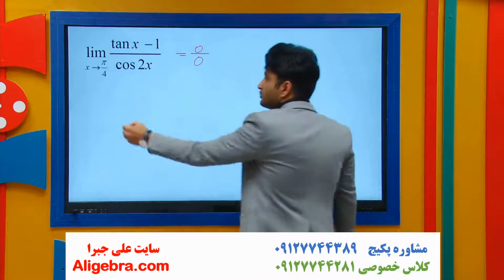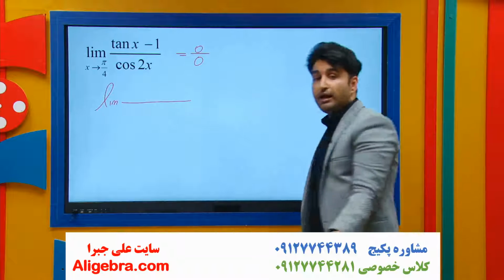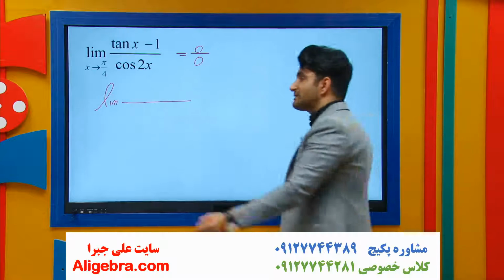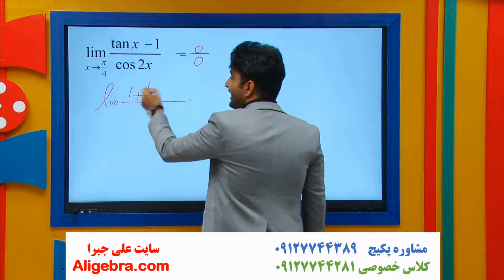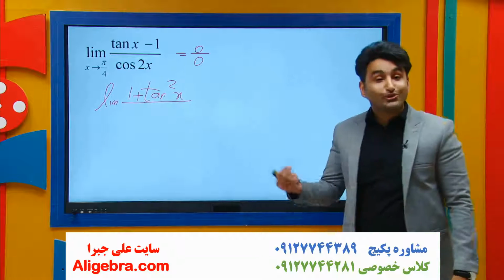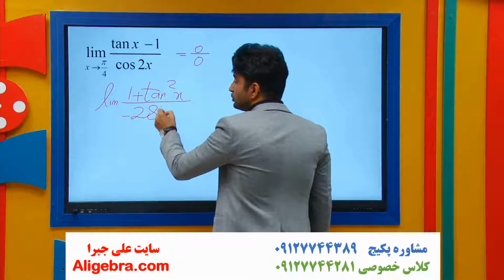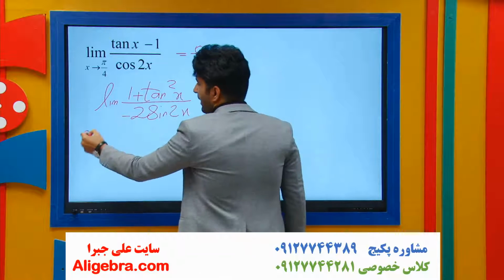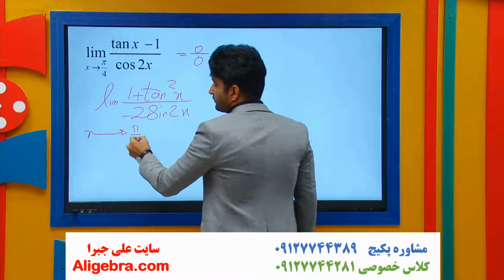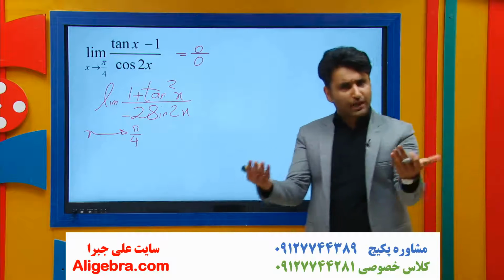How? By taking the derivative of top and bottom of the fraction separately. The derivative of tangent x is 1 plus tangent squared x. The derivative of cosine 2x is minus 2 sine 2x, as x approaches pi over 4. Now again, use direct substitution to get your answer.